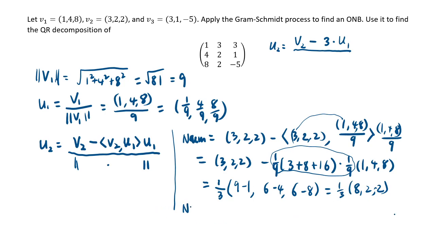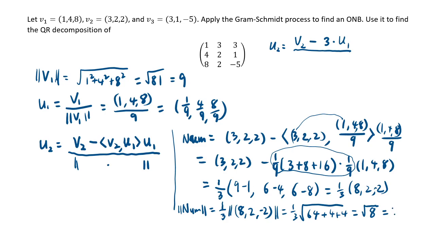Okay, we need the norm of that. When you take a norm, if you have a constant multiple, you can just take the constant multiple outside as long as it's positive. If it's negative, you just have to take the absolute value and bring it outside. So we take the norm of what we just computed, and after taking the 1/3 outside, we have the norm of this thing, which is the square root of 64 plus 4 plus 4, and that's going to be 72. Because 72 is 9 times 8, and 9 can come out as 3, you end up with the square root of 8, which is equal to 2 radical 2. And then you want to put this 2 radical 2 under here.